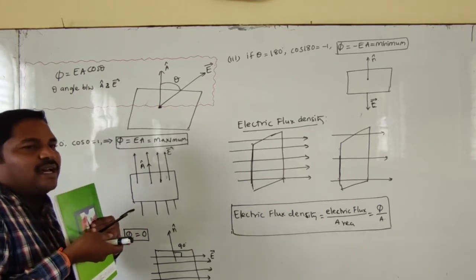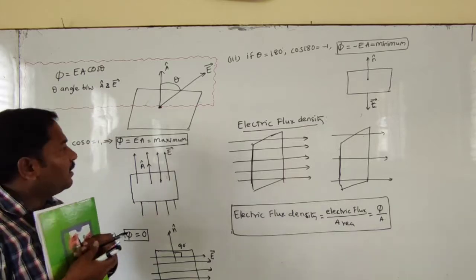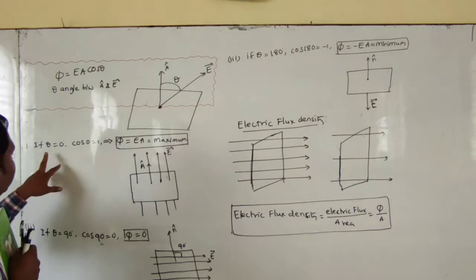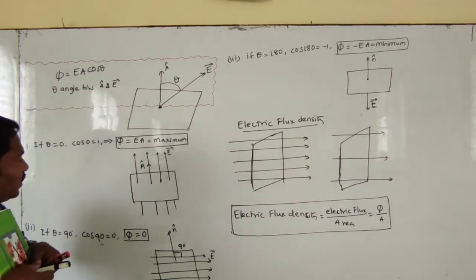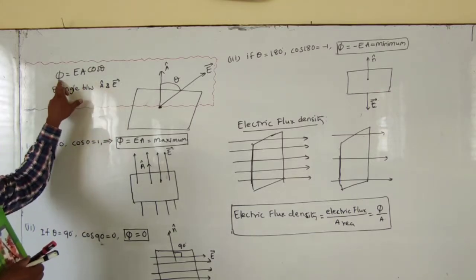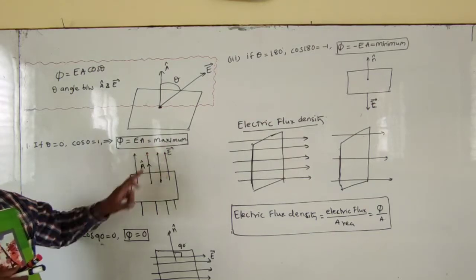So now how are the electric field lines? They cross the surface perpendicularly. When they cross the surface perpendicularly, what is theta? Theta is the angle between the area vector and the electric field. It makes 0 degrees, cos 0 is 1, so flux equals EA. This is the maximum flux.